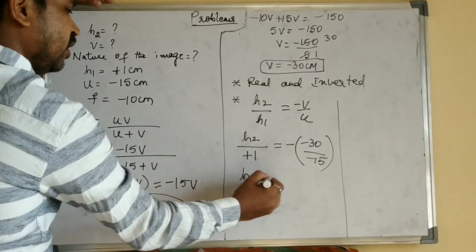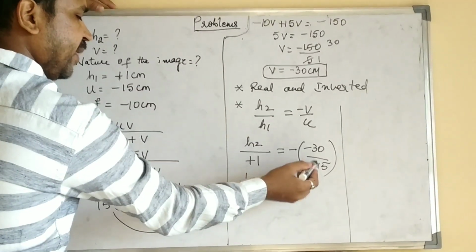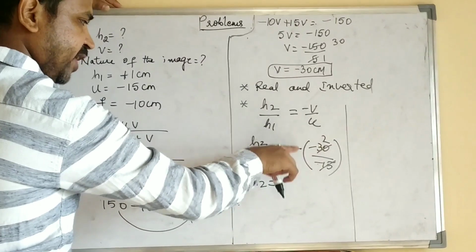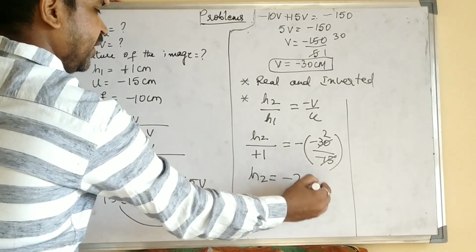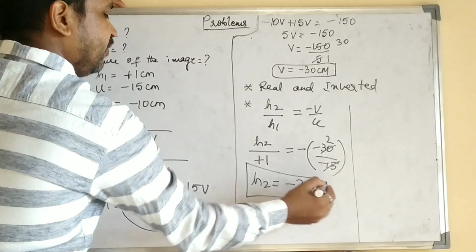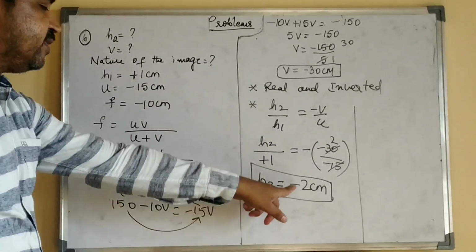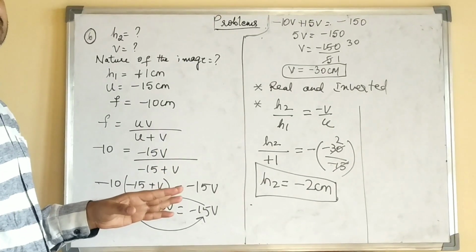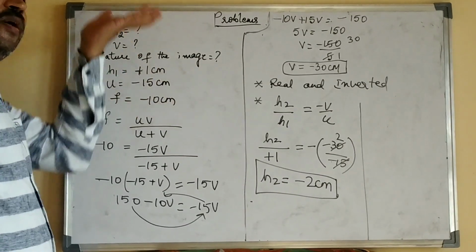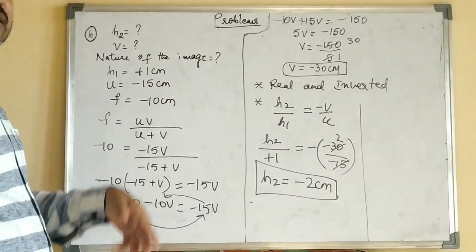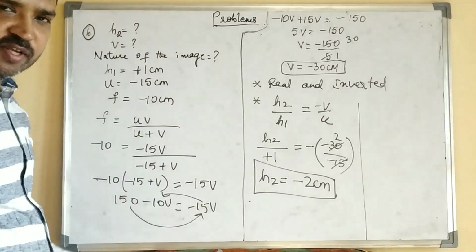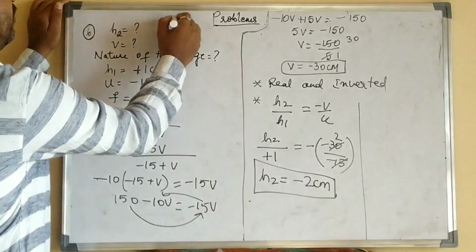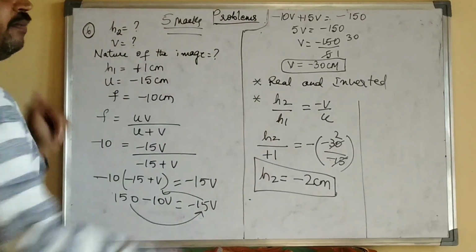H2 is equal to, now see here, minus divided by minus is plus. So 15 ones are 15 twos are 30. So minus divided by minus is plus. Outside it is minus. So you get minus 2 centimeter. So height of the image is minus 2 centimeter. This negative sign indicates that the height of the image is formed below the principal axis. Object is above the principal axis, image is below the principal axis. This also gives the indication that it is a concave mirror and the image formed is real and inverted. So this is for 5 marks problem. Okay, very important. Thank you.